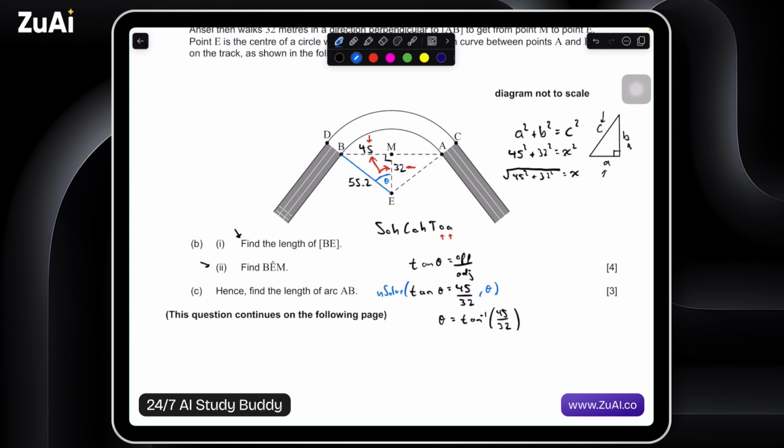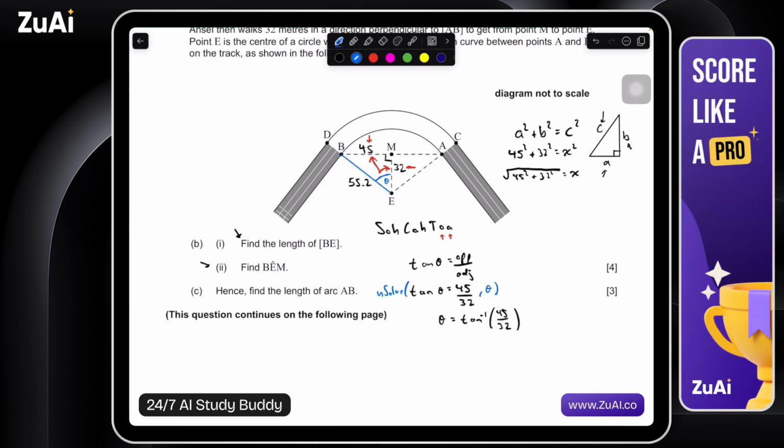Let's go to the calculator screen. Actually, I'm just going to work it out on the calculator that I have beside me. Tan inverse 45 over 32 gives us a value of 54.58, so we'll write theta is equal to 54.6.